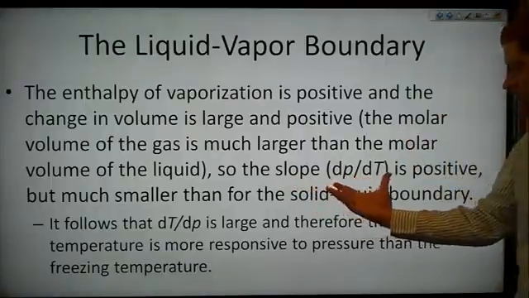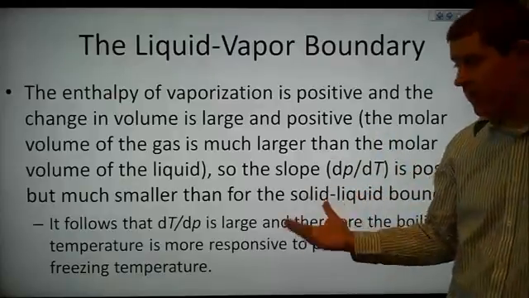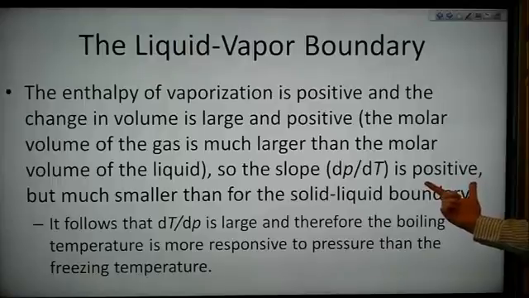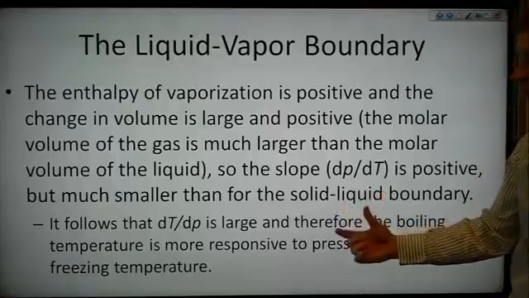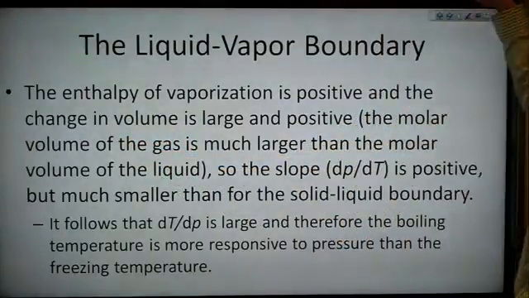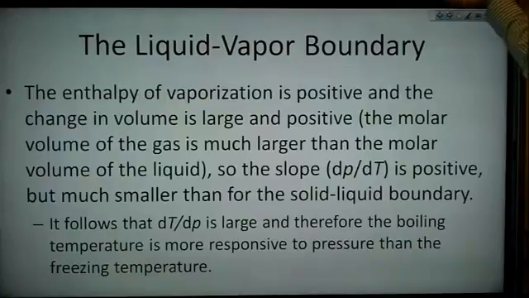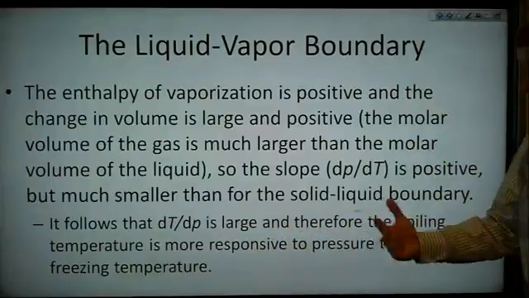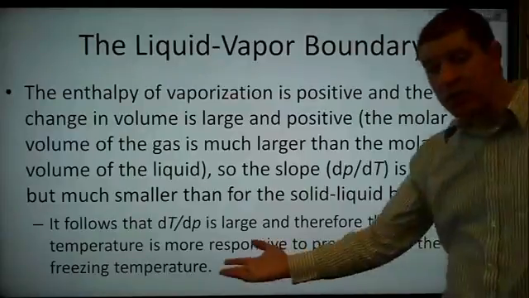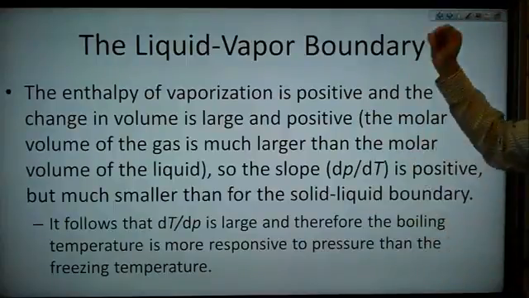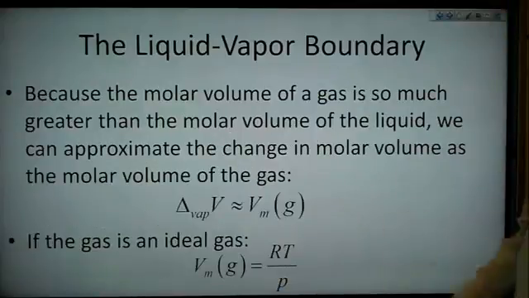And so now the slope of our liquid vapor phase boundary is going to be positive, but it's going to be significantly smaller than for the solid liquid phase boundary because that change in volume is much larger, and so our denominator here is going to be much larger. So it follows that dT/dp is large, and thus the boiling temperature is more responsive to pressure than the freezing temperature is. So as we change the pressure, the boiling temperature is going to be affected much more dramatically than the freezing temperature will.